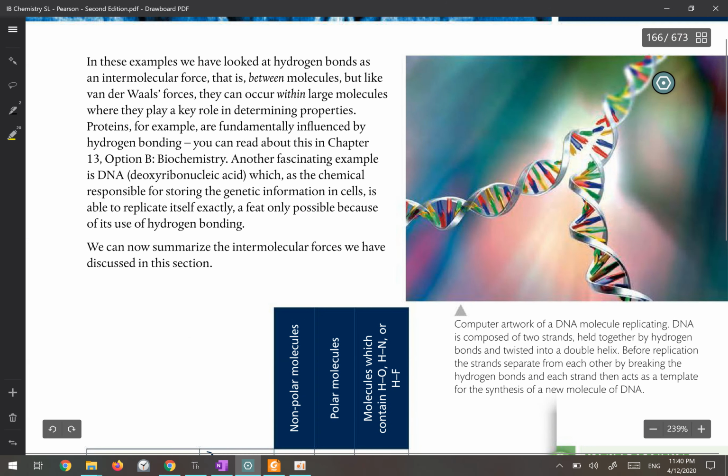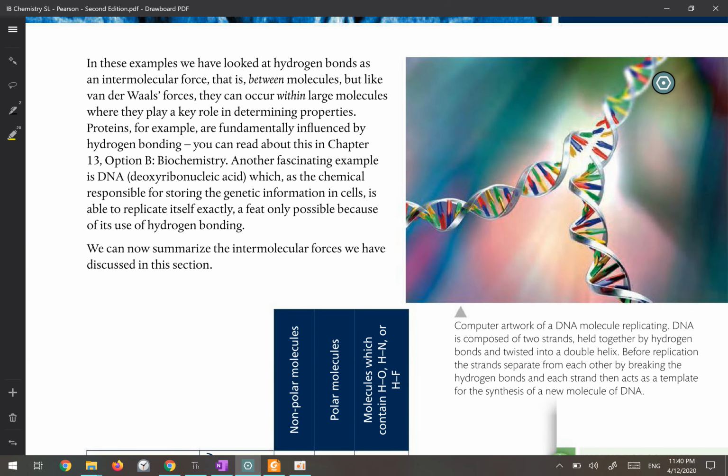Okay, let's go to the next page. The next page says you don't only have hydrogen bonds between one molecule and another molecule. When you have very large molecules, you can have hydrogen bonding within the molecule. The famous example is DNA. DNA is composed of very long chains of molecules. So you have two long chains in the DNA, and these two chains are connected to each other by hydrogen bonding.